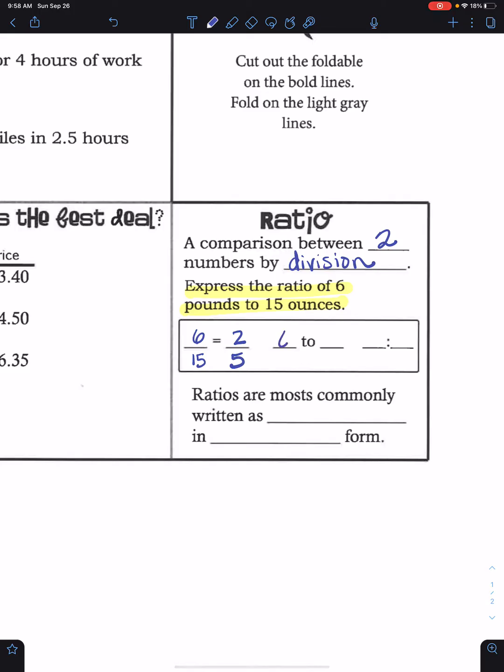You can also write it with the word "to" in between or with a colon in between. But like I said, what we're going to be focusing on is the fraction way of representing a ratio. So it says ratios are most commonly written as fractions in our favorite simplest form.